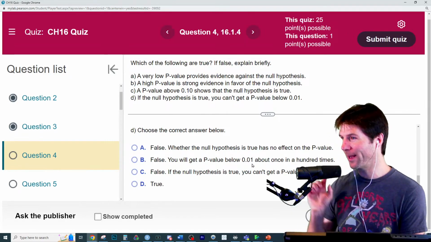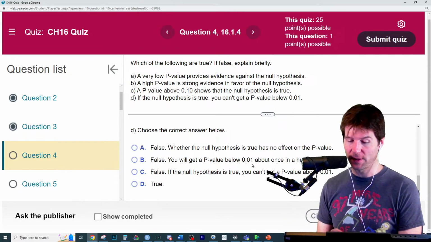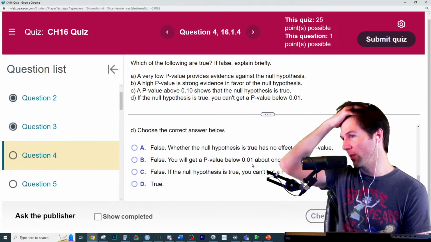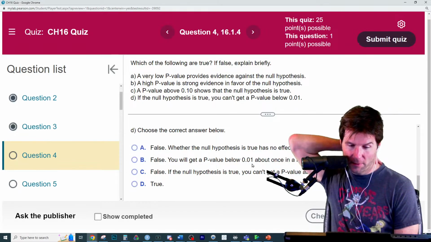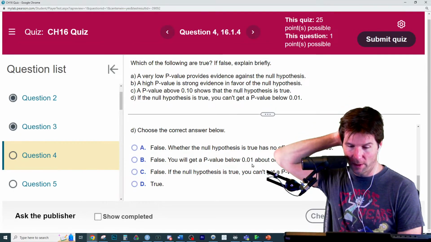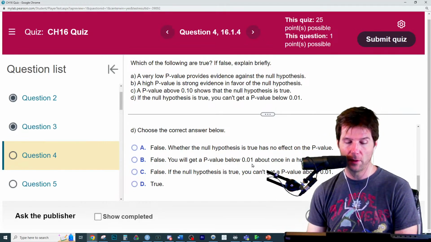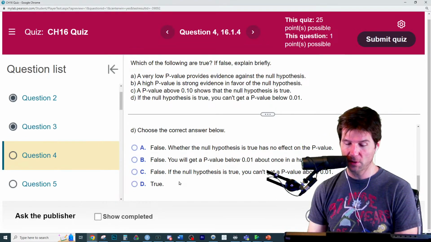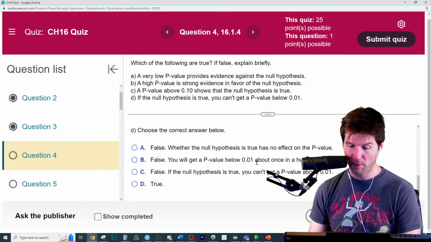I feel like they could have graphics on this and point to where the result is on the graphic. If the null hypothesis is true, you should get a p-value below 0.01. You can't. Oh, you can't? No. If the null hypothesis is true, you will get a p-value below 0.01 once in 100 times. Yes.